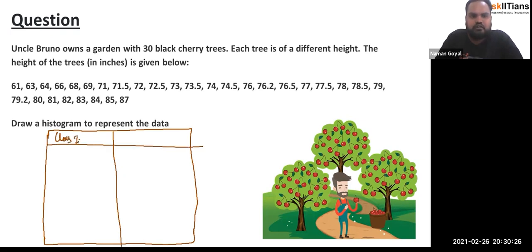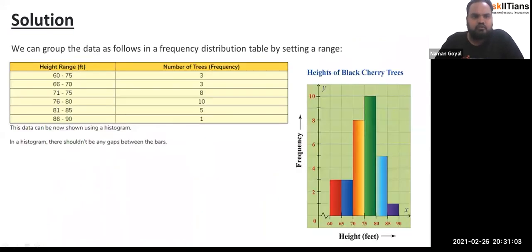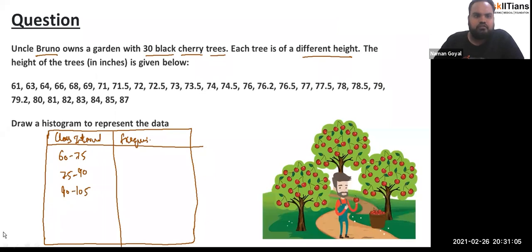Class interval and frequency. So the data is all about Uncle Bruno, who owns a garden with 30 blackberry trees. Each tree is of different height. The height of the trees is given below. Now, first of all, we have to take 60 to 75, then 75 to 90, because the difference between the class intervals will be uniform. Then 90 to 105, okay, or you can take small.